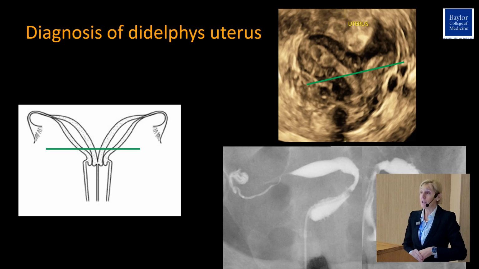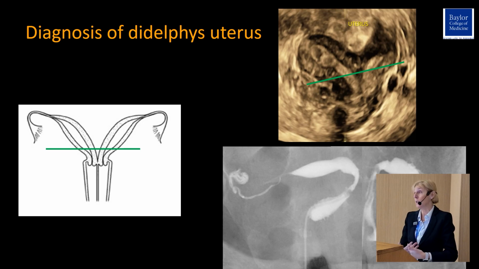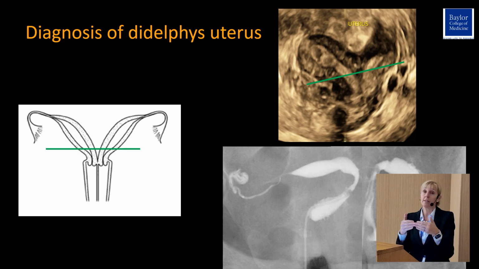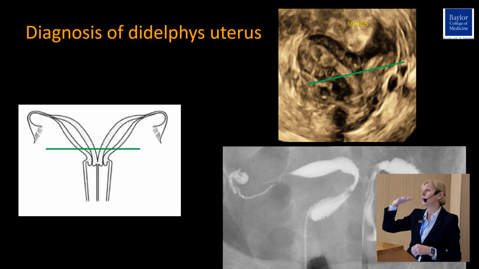The didelphys uterus was a surrealistic diagnosis to me, because I thought you have a didelphys only if you have completely separate uteri and vagina and two cervices. But in reality, the diagnosis of didelphys uterus is much more common than I thought, because you diagnose a didelphys even when the two cervices are together, as long as the separation of the uterine horns is below your internal os.